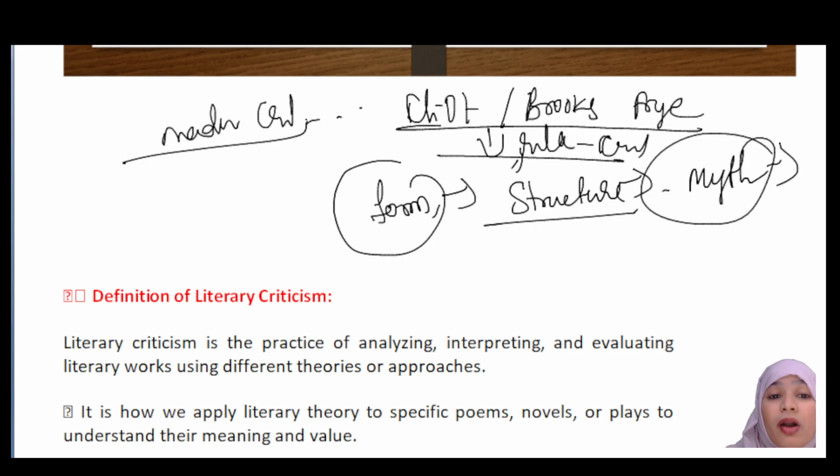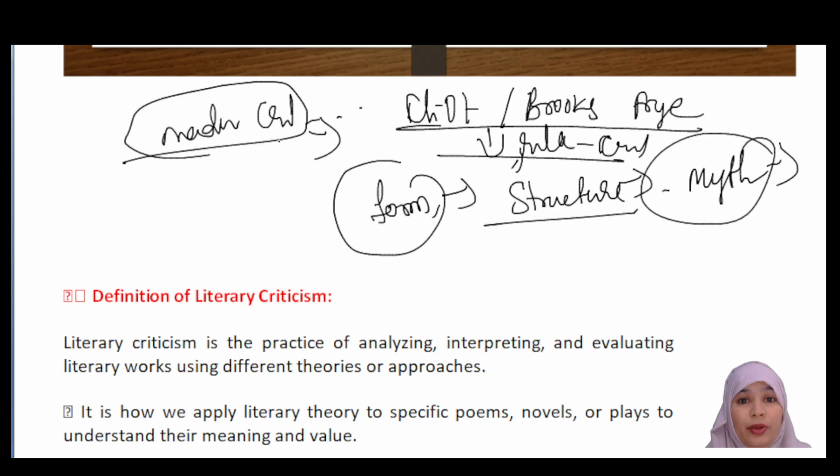So this is how modern critics made their own rules and their own focus on criticizing literary works like poetry, prose or a novel. Okay, then what about the contemporary critics?